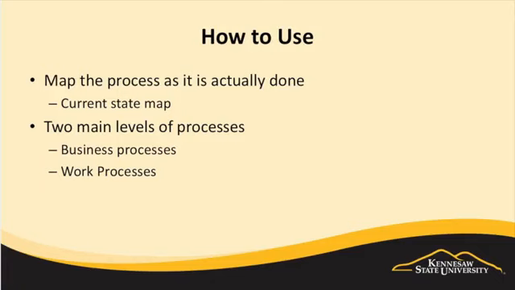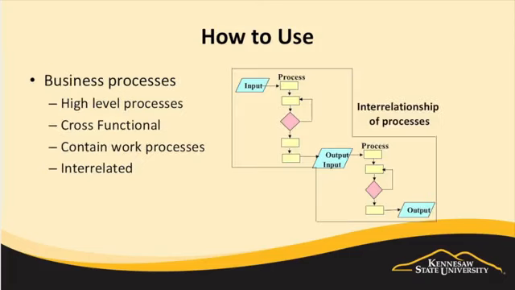As we mentioned, there are many levels of processes. We're going to talk about 2, business processes and work processes. Business processes tend to be high-level processes like accounting, customer service, etc. They often cut across functional departments. They also contain work processes. Most processes are also interrelated, with outputs from business processes and work processes being inputs for other processes.